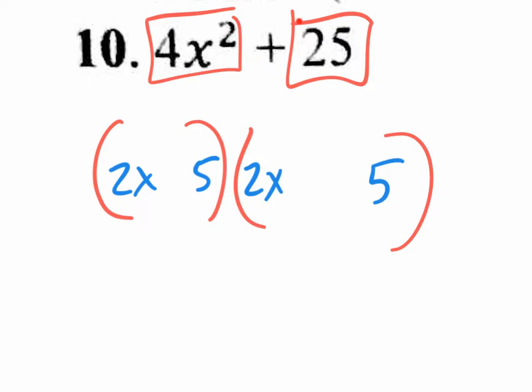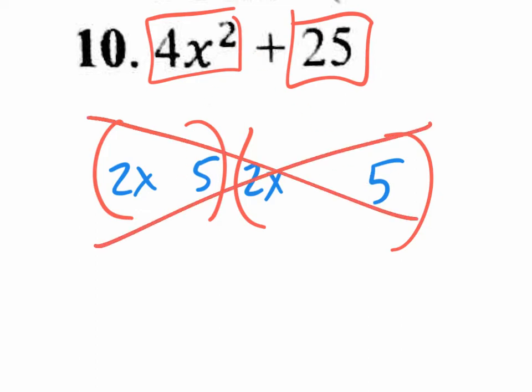Because in order for you to get a positive 25 at the end of your distribution, you'd have to have a positive 5 times a positive 5. That'd give you a positive 25. But if you have both positives, it'll give you a middle term, and there is no middle term here. Or it could be both negatives, but that would also give you a middle term. So right here, it's as simple as this. You cannot factor it. It's not factorable. I would like you to write prime or not factorable on number 10.